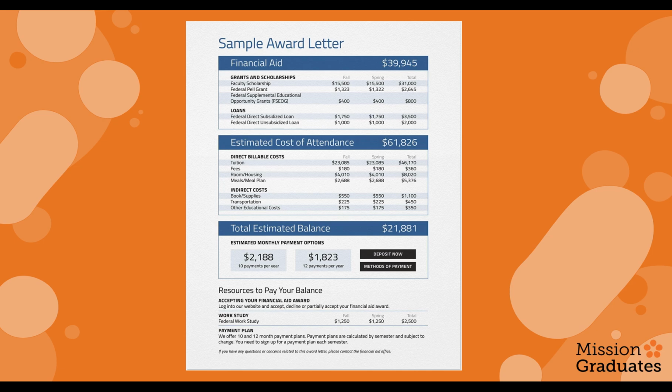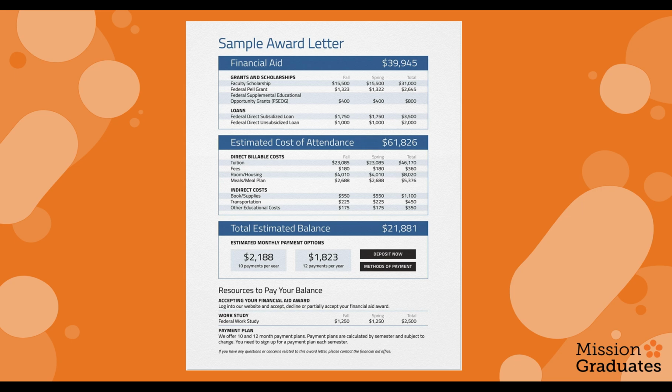On the other hand, if you are commuting to school, then your transportation costs will be a little bit higher because you're either driving and having to pay for gas or you're taking public transportation. And then just other educational costs, or just other things that can come up in your education.